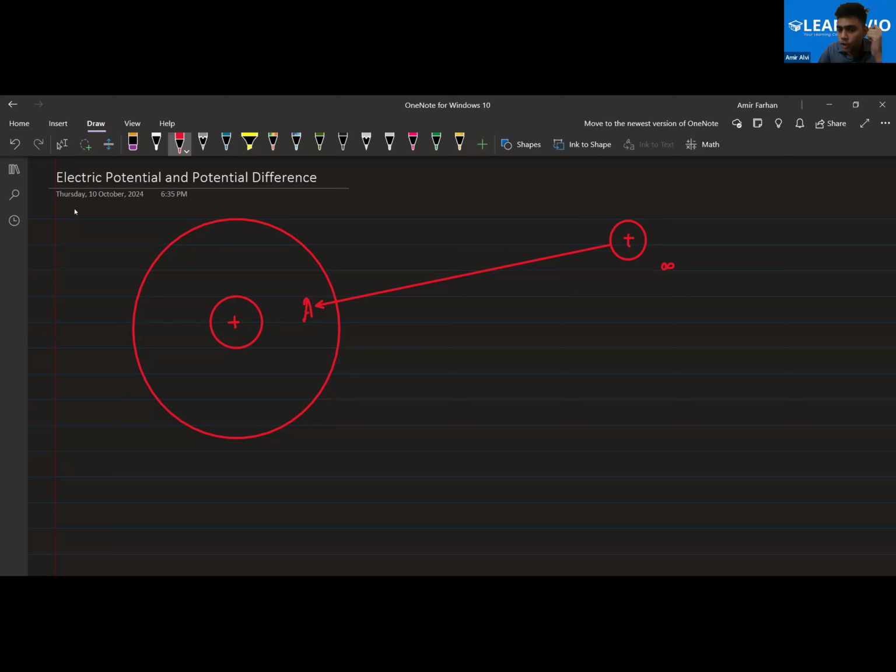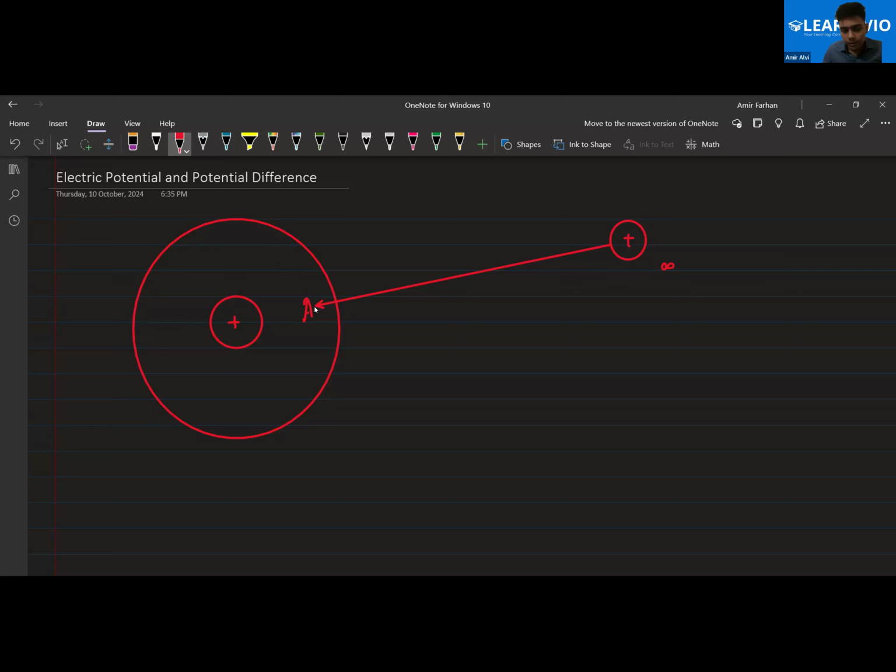It means that when a charge is placed in the external electric field from infinity, that work done is called the electric potential. When you take a charge from infinity and place it in this region, the work done by you in taking the charge from infinity to A is called electric potential. Clear? Okay, so that's what electric potential is.